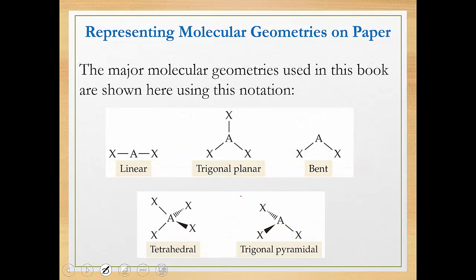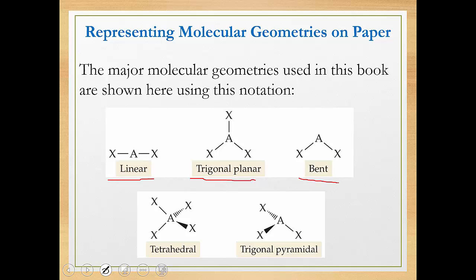And here's some examples of how those would look, drawing those. So these are the major molecular geometries that are used in the book, shown using that notation. So linear is all within the plane of the paper. It's just lying flat. Trigonal planar and bent, those three are easy because they're pretty much two-dimensional. They just lie flat in the plane of the paper.